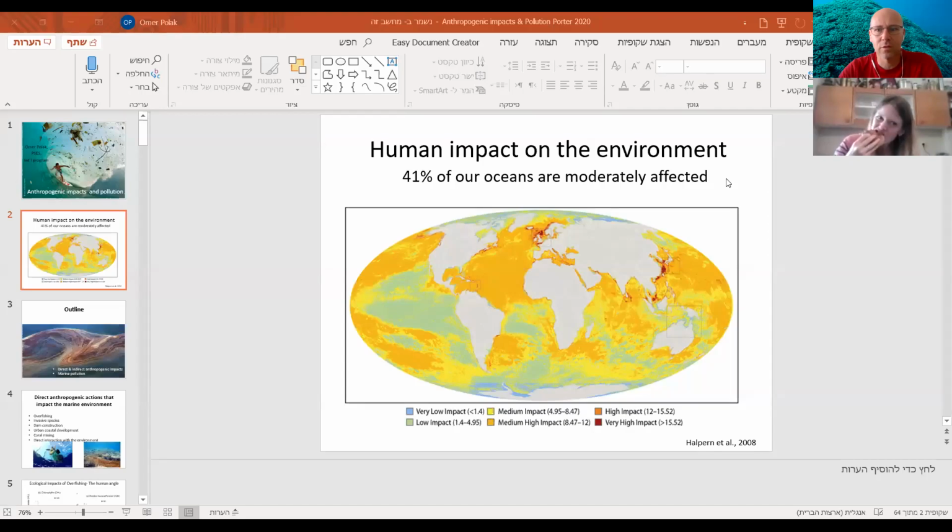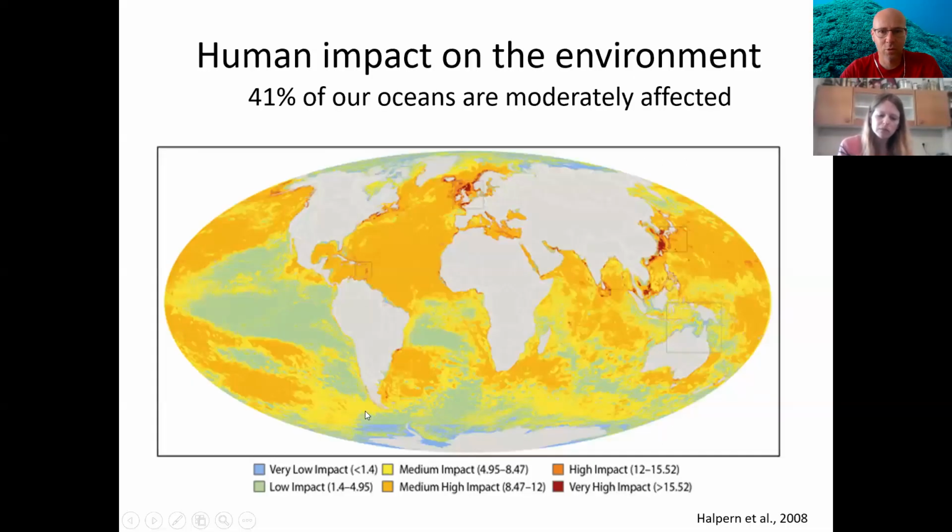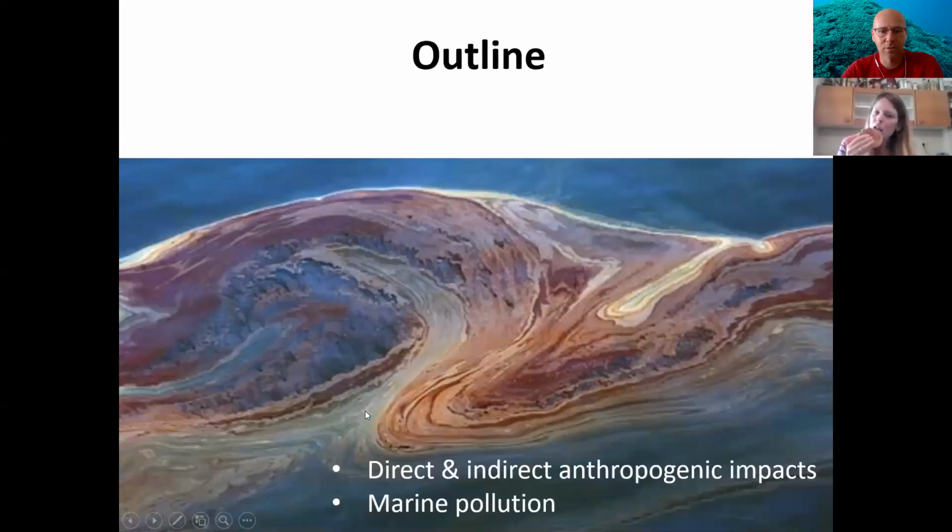so then we see that the environment is well affected, and we humans have a great impact on the local environment and also the global environment, which is the interesting thing about this. It's local and global. So I'm going to talk today about direct and indirect impacts on the environment, and also about marine pollution. And two members of you are going to talk about some pollution.